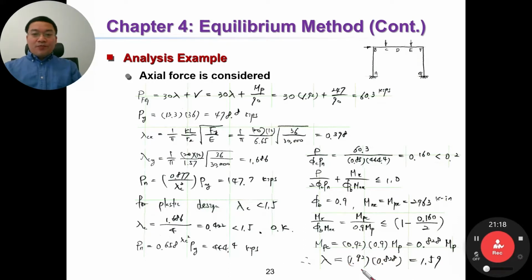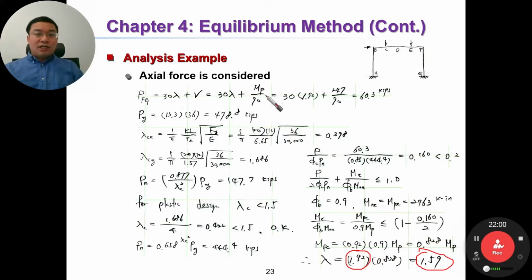Okay, so if we do not consider the axial force, then the load factor equal to 1.92. If the effect of the axial force is considered in the column, then the load factor is 1.59, smaller than the original one. Okay, smaller than. So what is the conclusion?